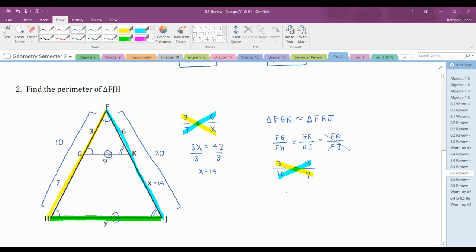So 3 times Y is 3Y. That's going to equal 10 times 9, which is 90. I'll divide both sides by 3 to get that Y equals 30. So if Y is 30, now I have all my sides. I can find the perimeter because I'm going to add 10, 20, and 30 together. 10 and 20 is 30, 30 and 30 gives us a perimeter of 60.